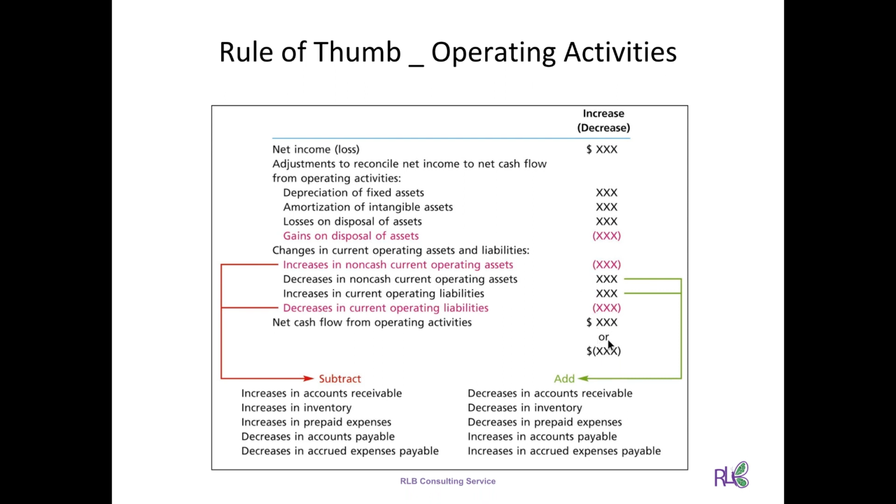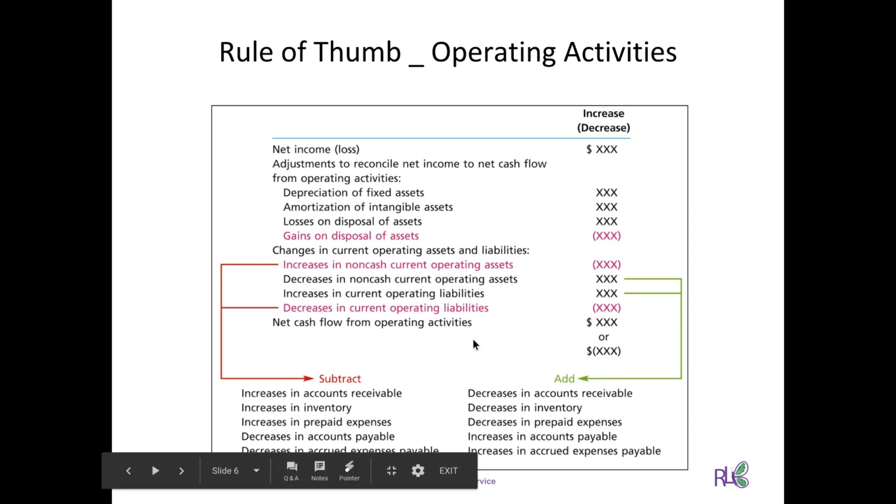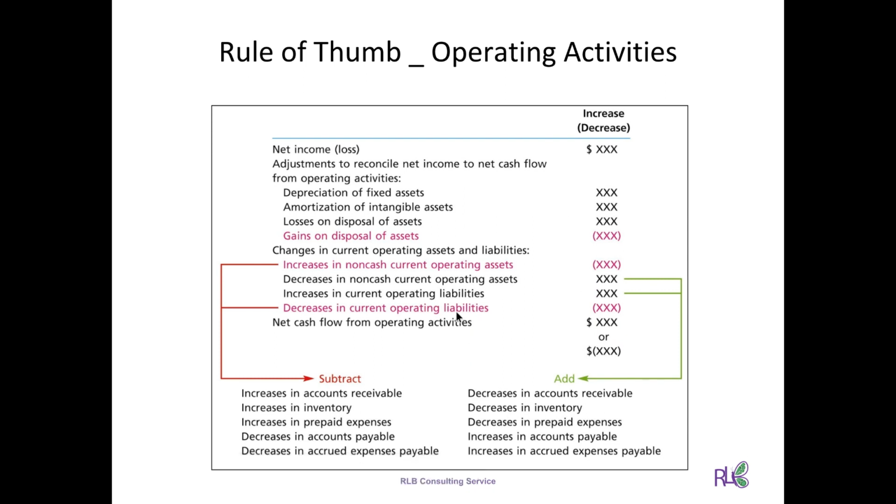Then you add all those up and you're either going to have a positive cash flow or a negative cash flow, depending on if this is income or loss. Down at the bottom here, it gives you the rule of thumb of when to subtract and when to add. It tells you increases in accounts receivable, you're going to subtract. If it's a decrease, you will add, and so on and thus forth.